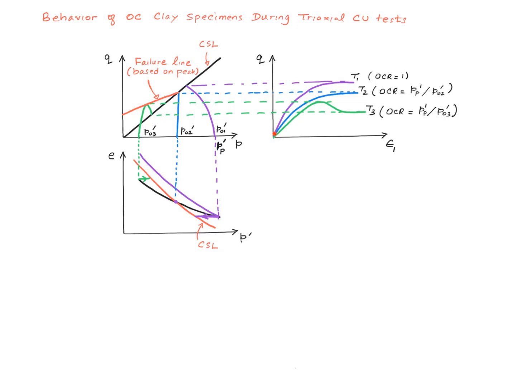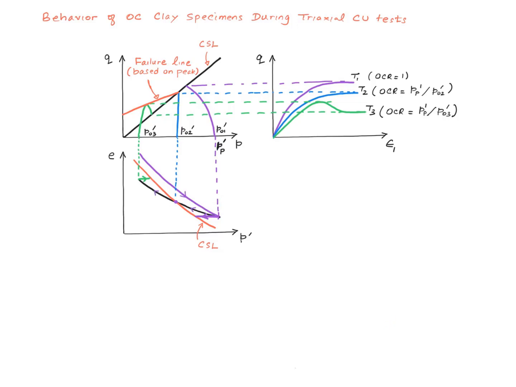So just to remind us, we have a hardening type of curve in the q-epsilon 1 space, and in the e-p prime space, the path goes to the left and fails. The failure point lies on the critical state line, right? So this black line over here is the critical state line in the p-q space, and this red line over here is the critical state line in the e-p prime space. So these are the same as the one that we talked about in the earlier slides. So within this framework, we're going to try and see how the behavior of overconsolidated clays will plot.